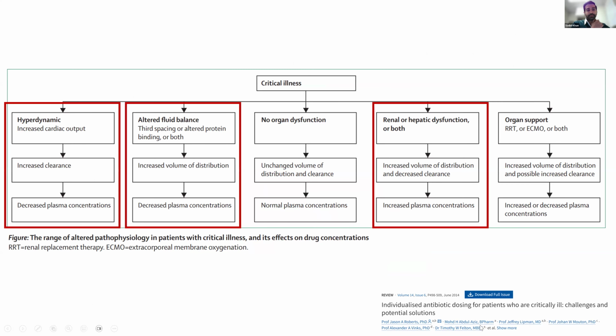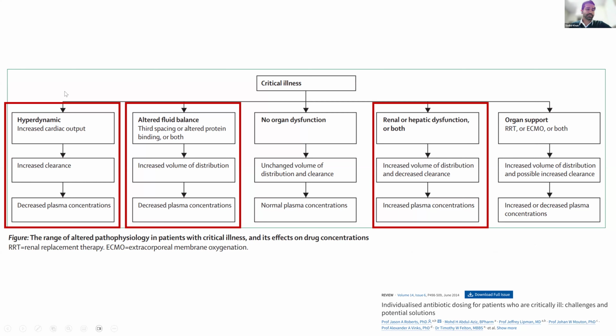This is an example of the multiple different pathophysiologies that can happen in critical illness, and how drug concentrations can be modified. This is from an excellent review paper from Jason Roberts, who many of us probably know, and who has done a lot of work in this area. The ones relevant for our patient I've highlighted in the red boxes.